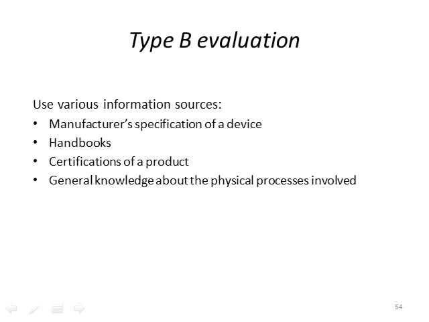In the type B, we use a combination of sources: manufacturer specification of a device, handbooks, certifications of a product, general knowledge about the physical processes involved. So in reality, you have a combination of type A and type B, okay? And in the practical sense, you have to design your system with all information that's available for each one of the components in order to be able to do it in a reasonable amount of time.